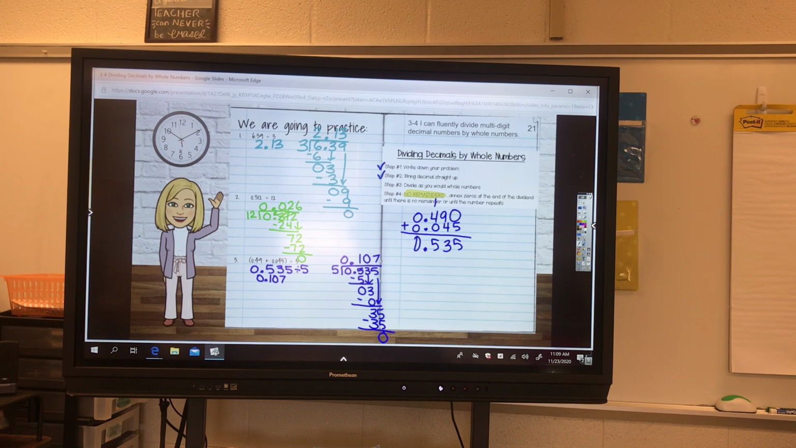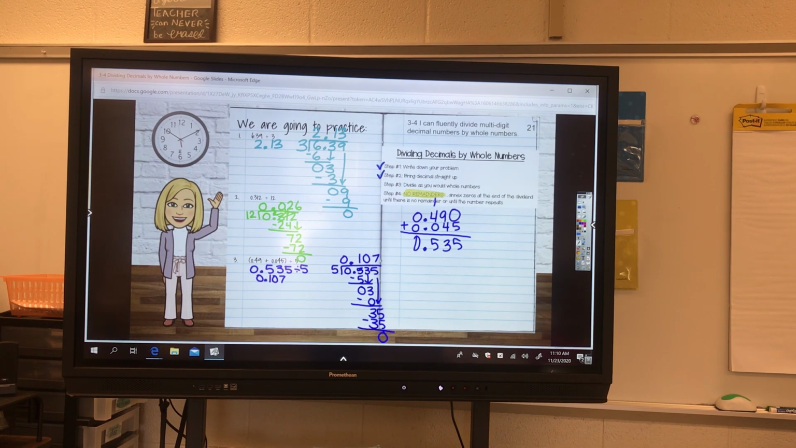All right, on the next slide, we have an exit ticket, okay, to help me know how well you understood dividing decimals by whole numbers.